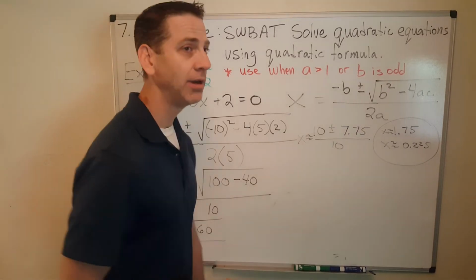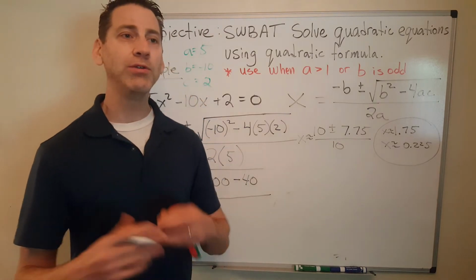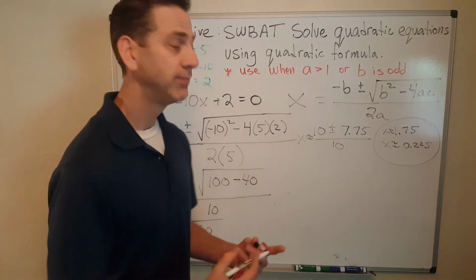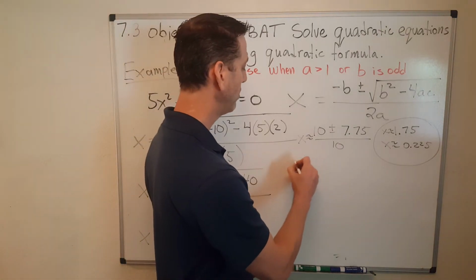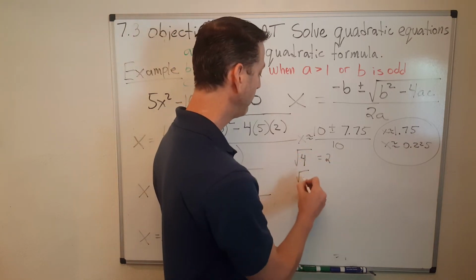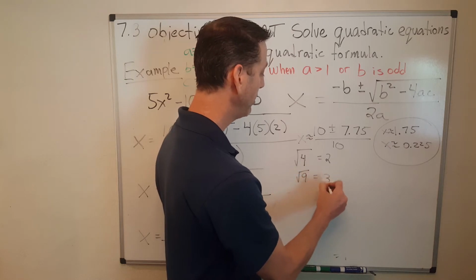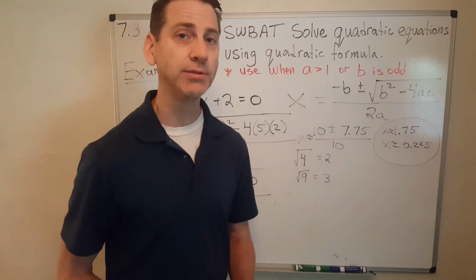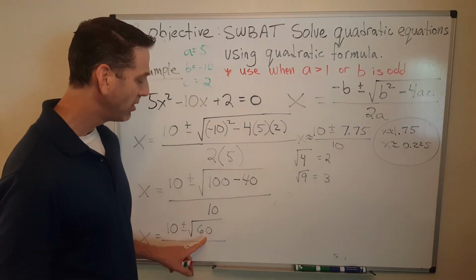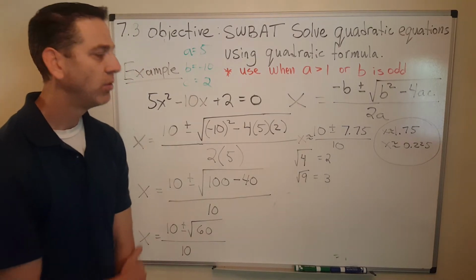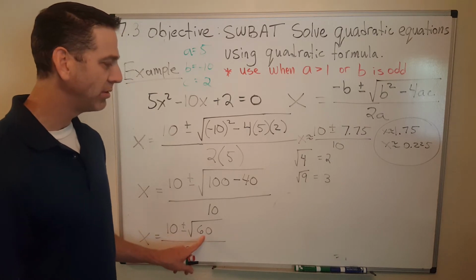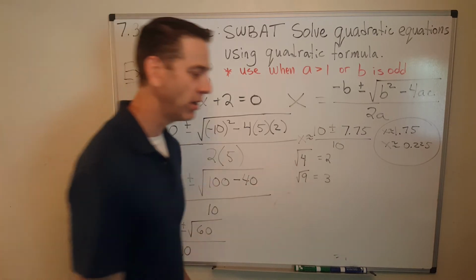The perfect squares are those numbers that when you take the square root of them, you get a whole number. So, for example, the square root of 4 is 2. The square root of 9 is 3. Those are called the perfect squares. Can I factor out a perfect square from 60? Well, here's how I like to do it. It's just kind of an easy way. I just start dividing this number by a perfect square.